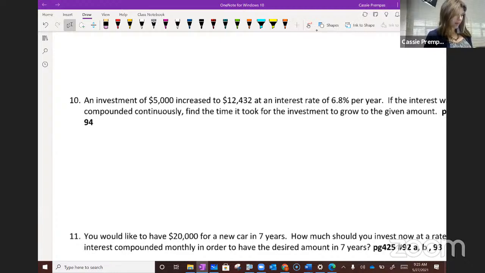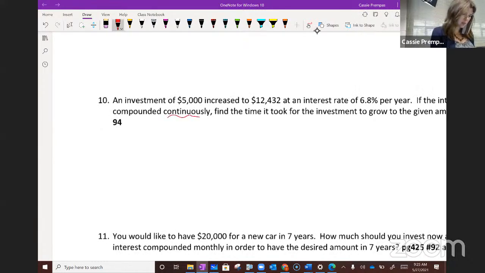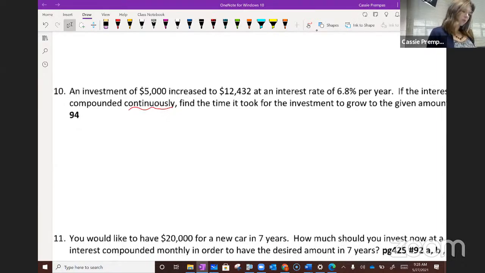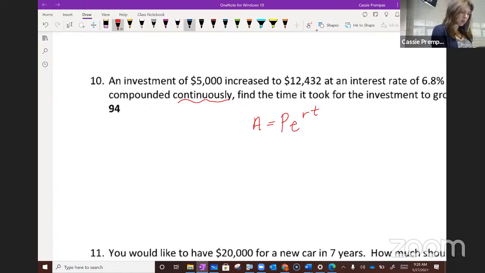Number 10, an investment of $5,000 increased to $12,432 at an interest rate of 6.8% per year. If the interest was compounded continuously, find the time it took for the investment to grow to the given amount. Here's some good news. I will give you the equations for continuous compounded interest or the other one. So continuous, yeah, that's right. The amount in your account equals principal times E raised to the RT. Now, I obviously won't tell you what the letters stand for, so you will have to know how to apply the equation. So what does the investment represent?